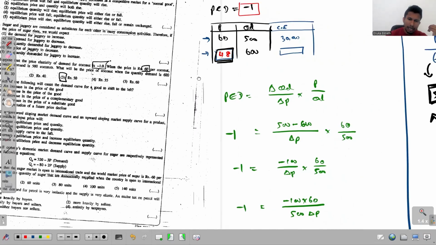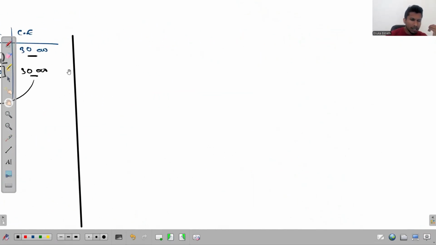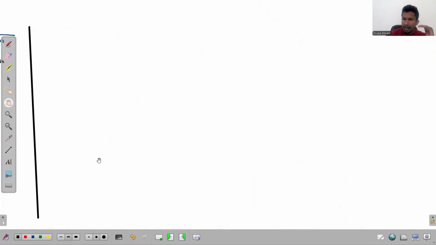I will show you that. For now, write the data I have given here. So what are the given data? This is a little lengthy compared to the previous method that I mentioned. It is a little lengthy, but you can do it.